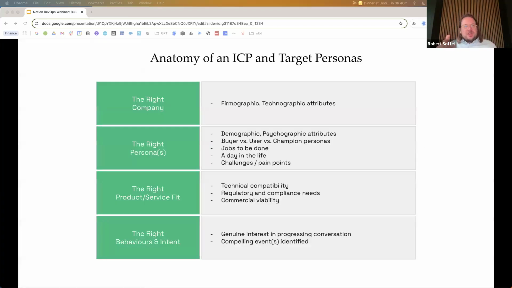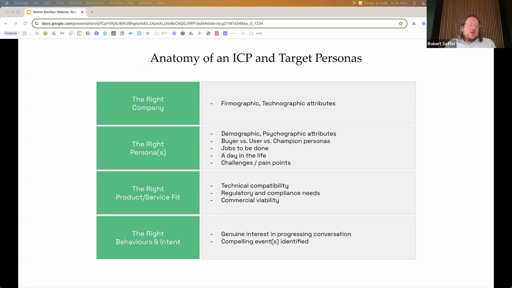So this, I cheated a little bit on this slide. It's the anatomy of ICP and target persona. I kind of combined everything together, but I think it's relevant. So the first thing here is the right company. Second is the right persona or personas. Third is the right product or service. And fourth are the right behaviors or the right intent.